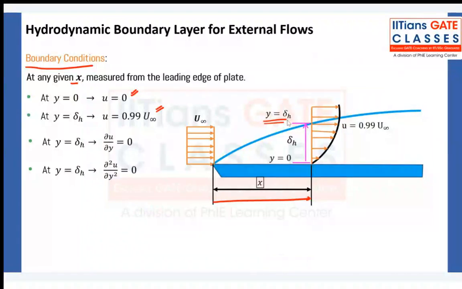ठीक है, चलो. Now also tell me, I have told you one thing. Look, here we have del u by del y is not equal to 0. But at this point, the velocity gradient is not there anymore. So del u by del y will be equal to 0. Isn't it? Okay, so this is again one of my boundary conditions.